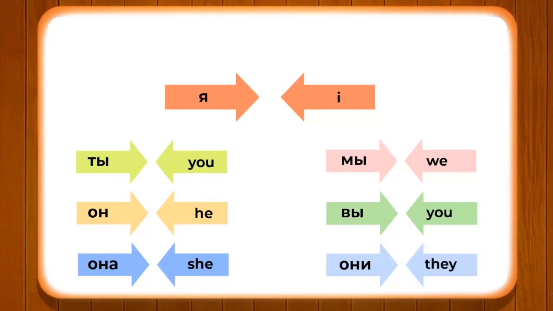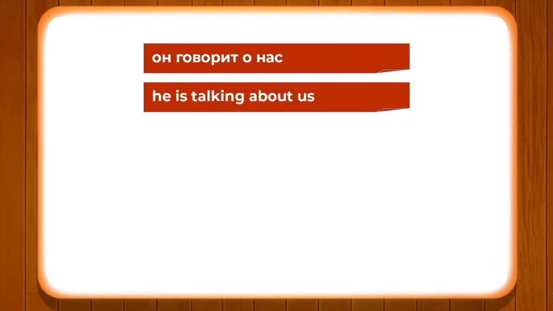When we change them into personal pronouns in the case of "o kom", for example, "o kom on govorit? On govorit obo mne", who is talking about me. So, from "I" it changes into "about me". From "ty": "o kom on govorit?" So, when we say "o chom", it means inanimate, but in this personal pronoun case every question has to be "o kom". "O kom on govorit? O nas", he is talking about us.